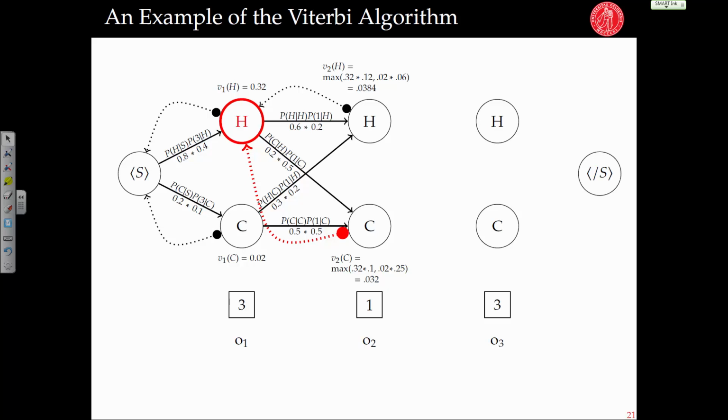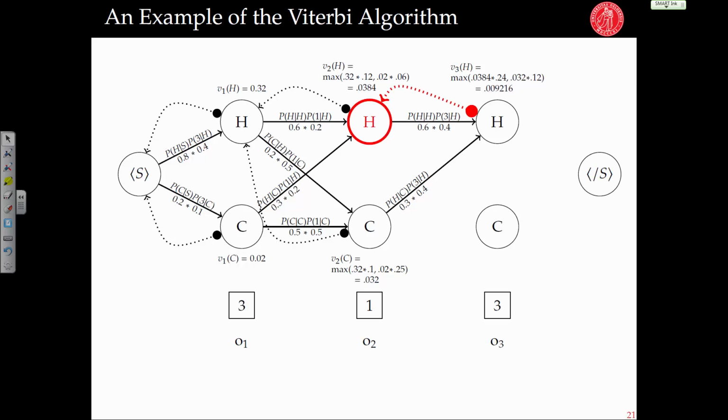Now we have stored V2 of C. Now we have the maximum probability of being in a state C at time point 2, given that we have seen the first part, and we have a similar value for H. We can use these two values to continue building up the solution. So we basically repeat the same thing, but instead of looking at V1, now we're looking at V2 and V3. And for each state, we do the same.